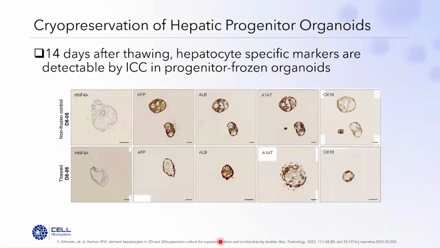And here you're looking at immunocytochemistry staining of those organoids 14 days after thawing. Other than HNF4 alpha here, you can see both for the non-frozen controls and the organoids that were cryopreserved, there are similar staining profiles between the thawed and non-frozen controls for these mature hepatocyte markers, indicating that the cryopreservation did not impact the organoid's ability to continue to differentiate.